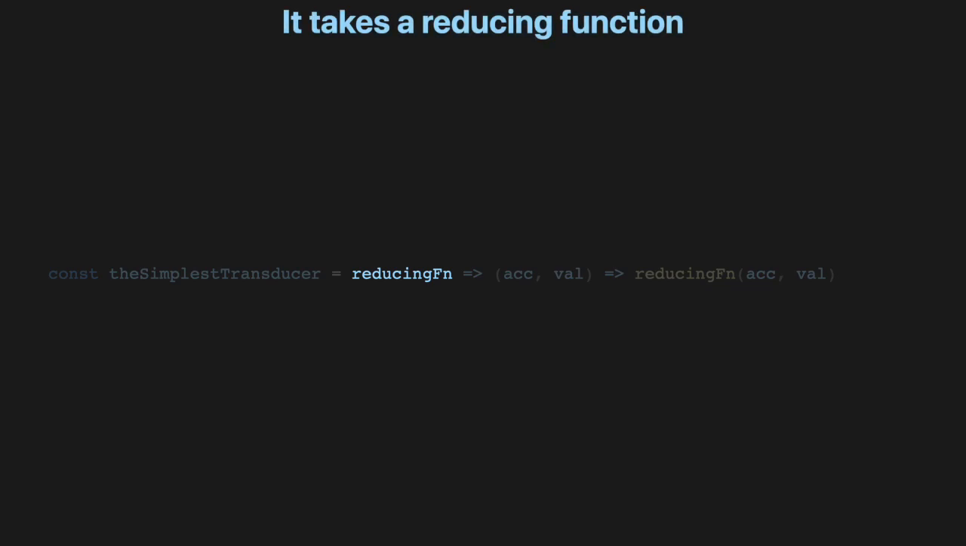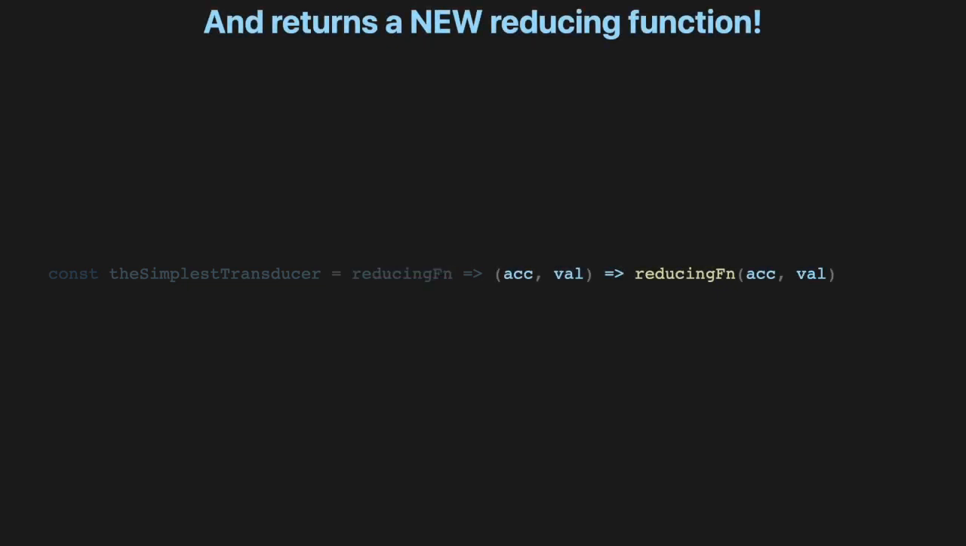Okay, so it's going to take a reducing function, and this could be like add or a concat function or even a multiply function. Any function that takes two values and kind of smashes them together, that's a reducing function. Well, you can pass that in, and it's going to return a brand new reducing function. The whole thing that's highlighted there is a reducing function. It'll take an accumulator, a current value, and then it will return a new accumulator.